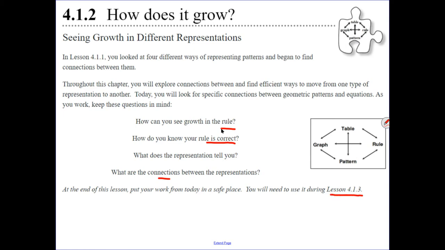Okay, so in this chapter, we're going to really focus on switching between tables, graphs, patterns, and rules. By the end of this chapter, you should be very quick at switching between one and the other.